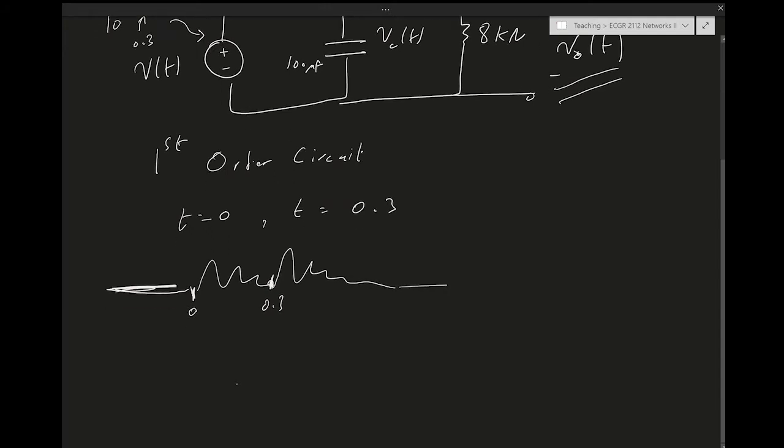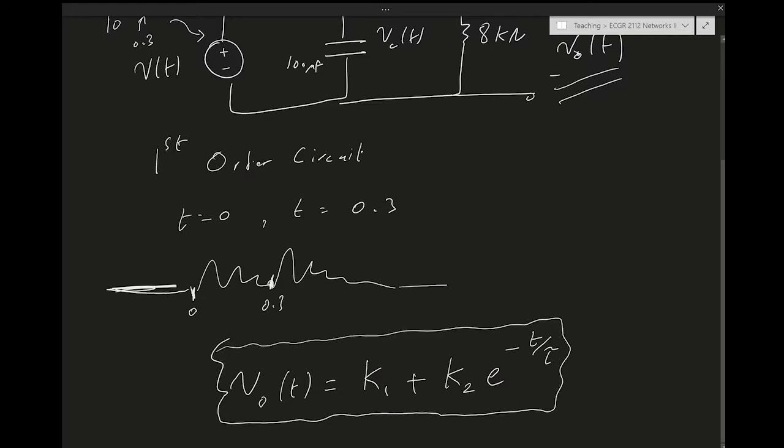Right off the bat, we know that we can write it as VO of t equals K1 plus K2 e to the minus t over tau. This is the general form of the solution.